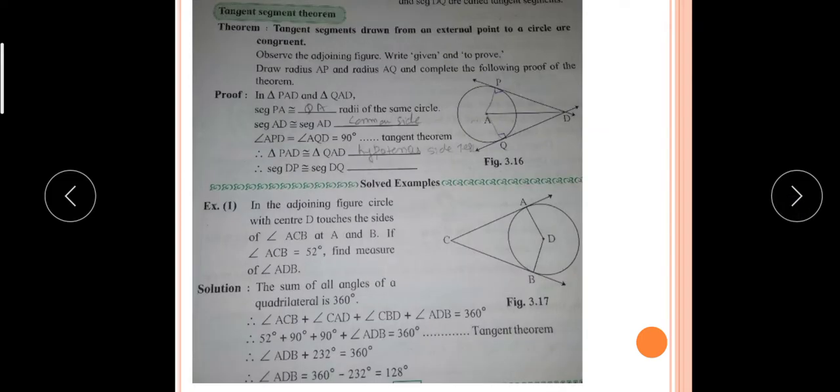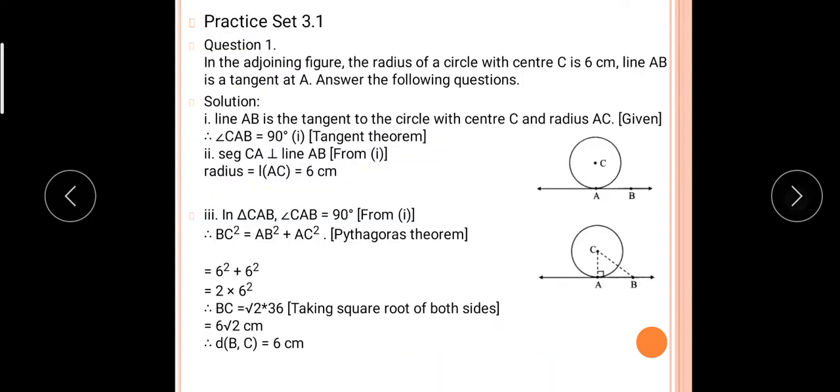Tangent segment theorem. Tangent segments drawn from an external point to a circle are congruent to each other. So students, on the basis of these three theorems and the concept of circle, we have to solve practice set 3.1. Now see the first question of practice set 3.1.